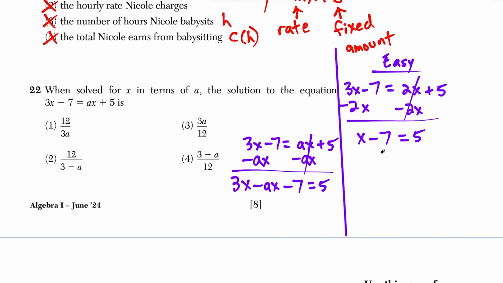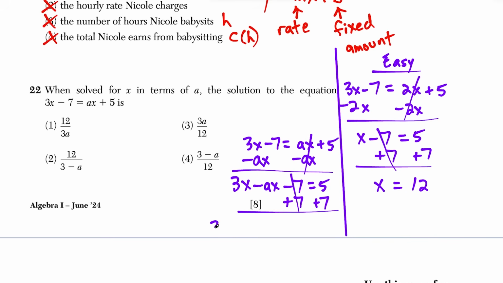For the easy one, we would just do plus 7, and then we're done. Okay, so we would have x equals 5 plus 7 is 12. So here I would go plus 7 to get the x terms all by themselves. And now we have 3x minus ax equals 5 plus 7, which is 12.